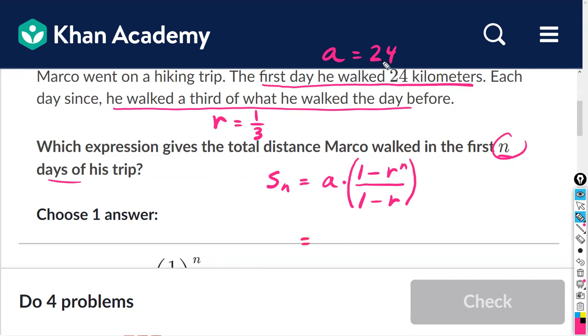So the formula is going to be A, which is 24, times 1 minus R, 1 minus 1/3, to the power of N, because they did not say how many days, divided by 1 minus R. So again, it's just 1 minus 1/3. All right, and that's it. That's your answer.